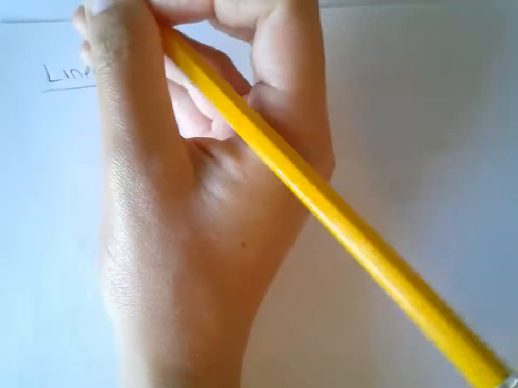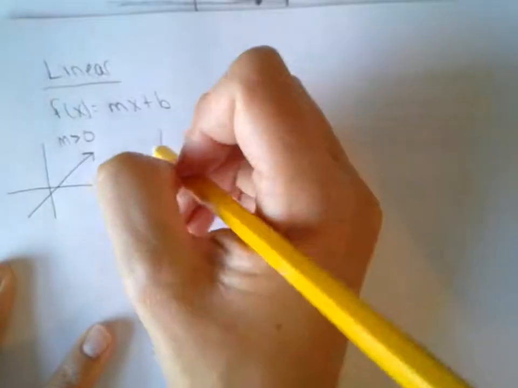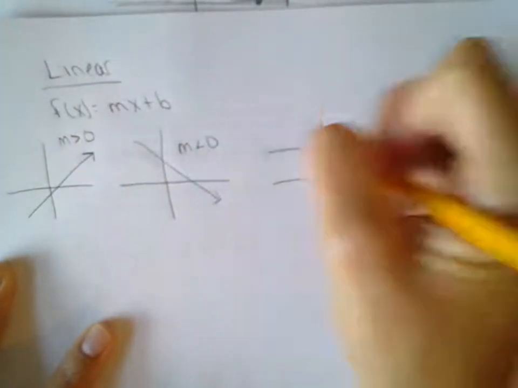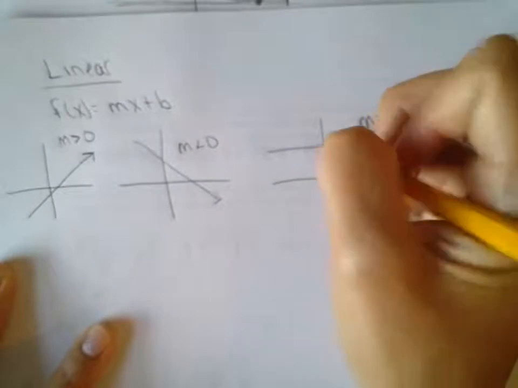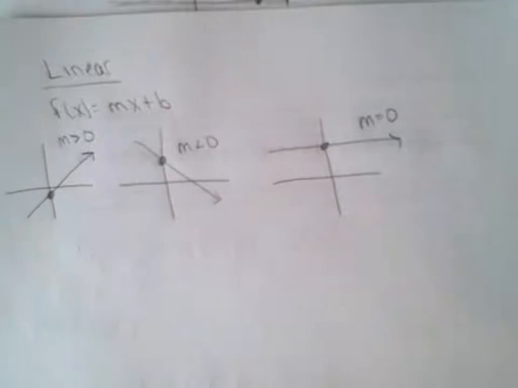So we have linear functions. With linear functions, it looks like f of x equals mx plus b, where m is the slope and b is the y-intercept. The pictures of linear functions look something like this. If you have an increasing line, m is greater than 0. If you have a decreasing line, m is less than 0. And if you have a horizontal line, m is equal to 0. In all of these cases, this is the y-intercept, or b. So that's a review.